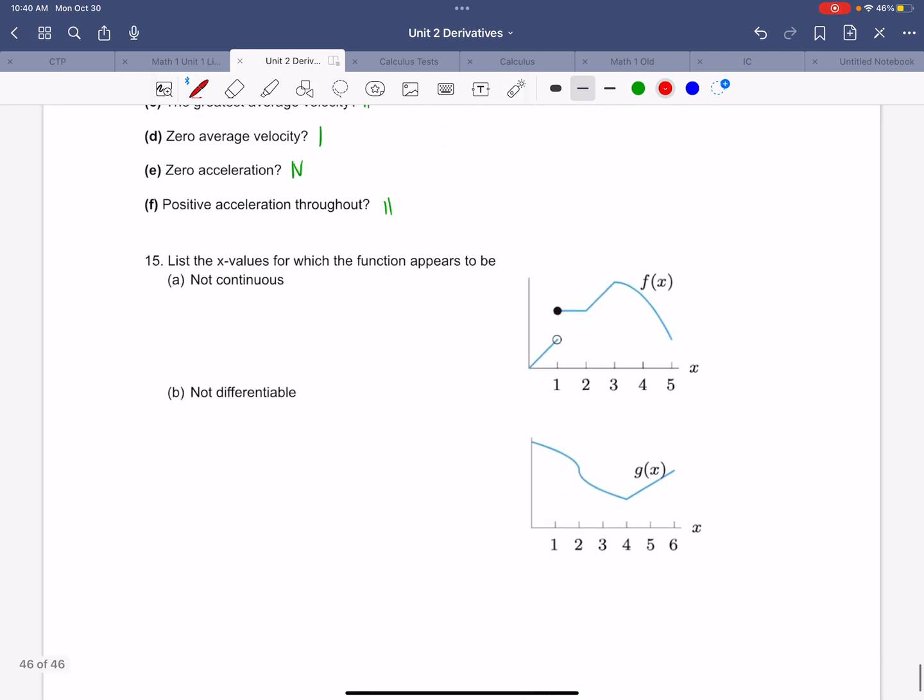Last but not least, number 15, I want to know, given these two graphs, where are you not continuous? The only place that you're not continuous is going to be at F. You're not continuous at f of 1 because there is a jump discontinuity.